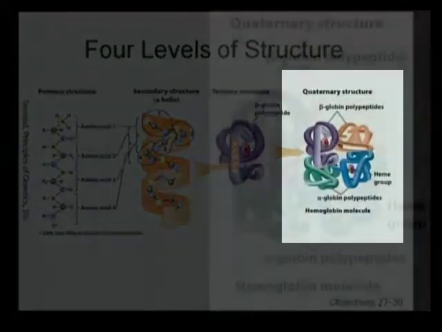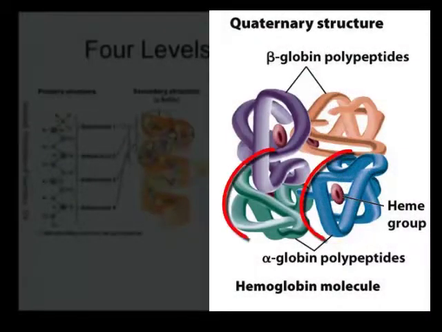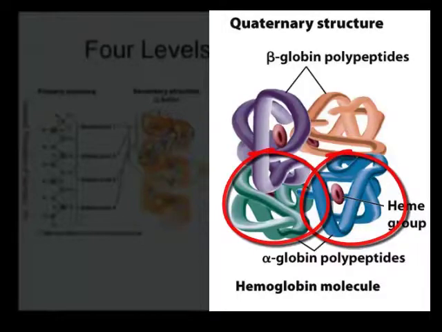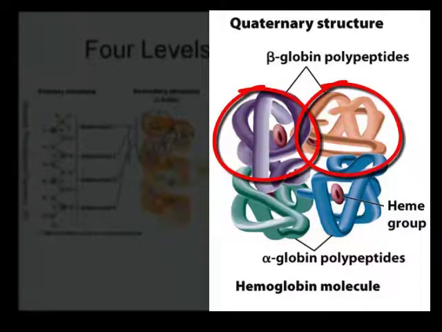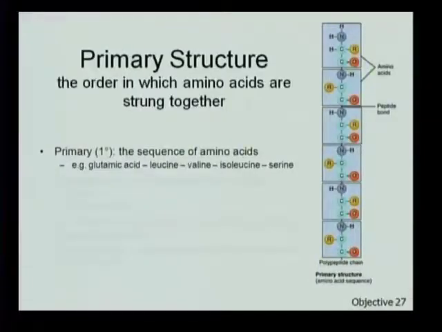And then quaternary structure, in this example we're looking at a hemoglobin molecule. A hemoglobin molecule is made up of 2 alpha globins and 2 beta globins. So when we put together those 2 alpha globins and those 2 beta globins, a total of 4 separate protein chains folded in their characteristic arrangement, into one big functional protein, then we call that quaternary structure. So primary structure is the order in which amino acids are strung together.